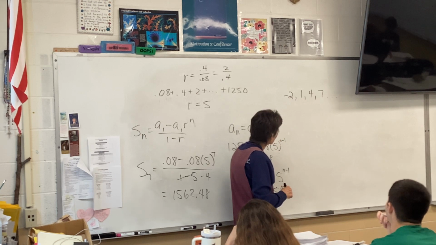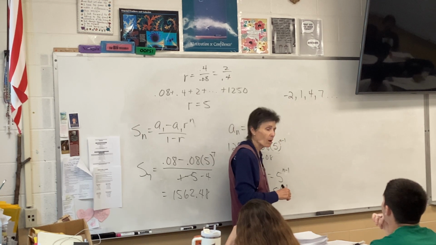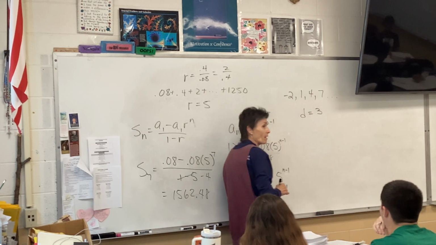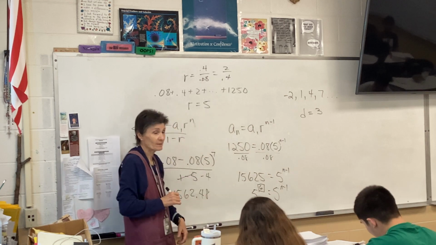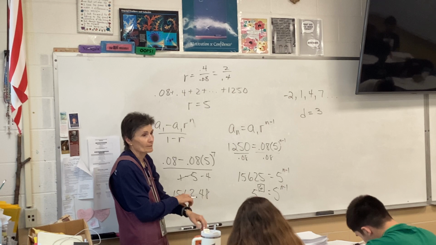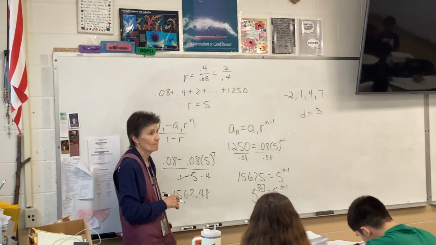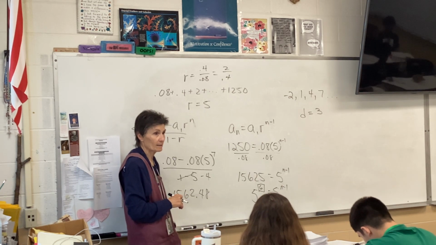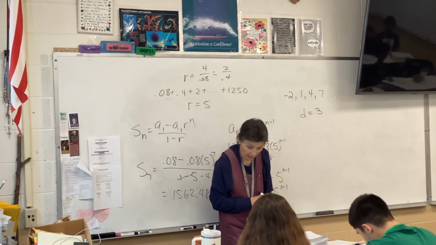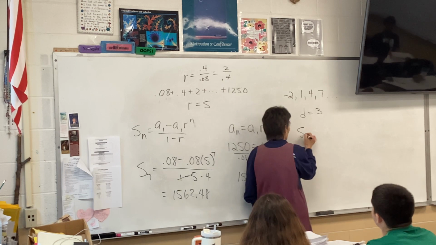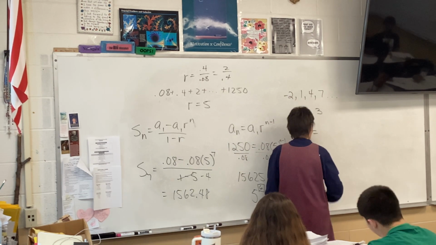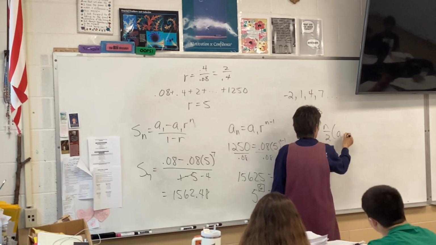Divided by 3? No, I said add by. Oh, add by 3, yes, that's exactly what's happening, Jack. We are adding by 3. Okay? Which means it's arithmetic. What am I supposed to be doing? I'm finding the sum. Here is my arithmetic sum formula.